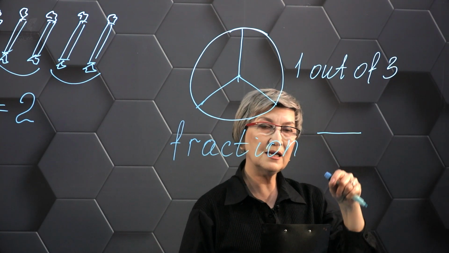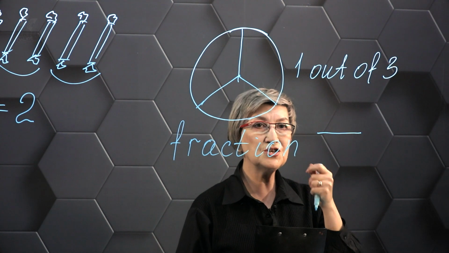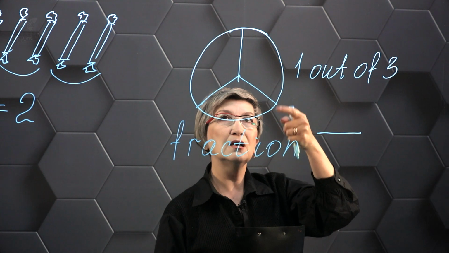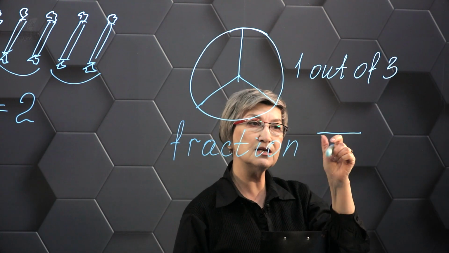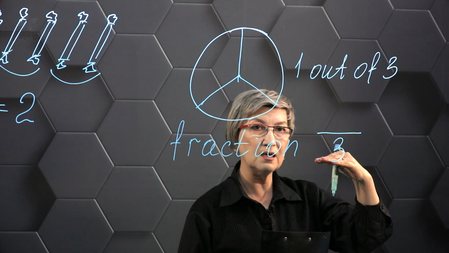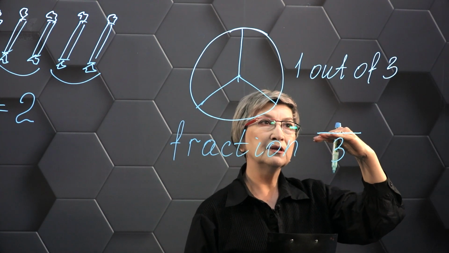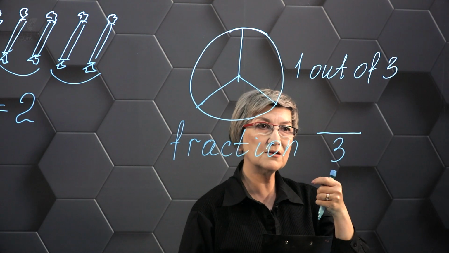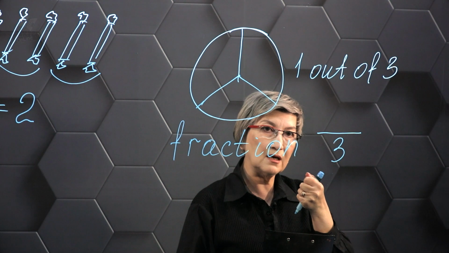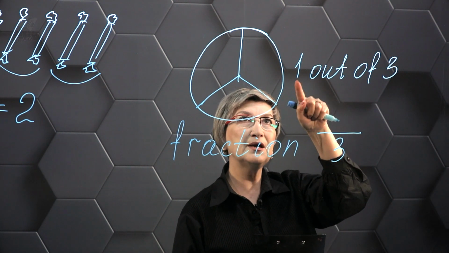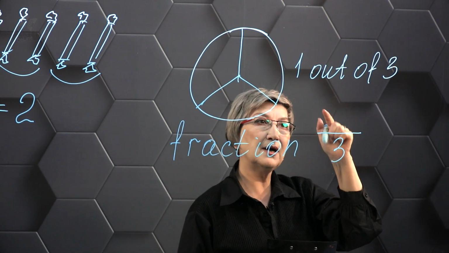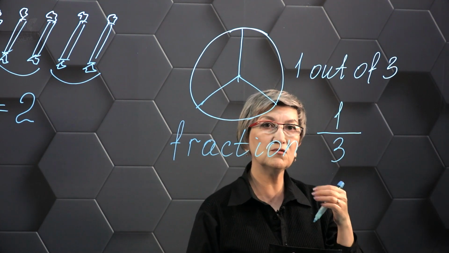Under the fractional line, write the number of parts, the number of all parts. And we only have 3 parts. So I'm going to write 3 under the fractional line, and above the fractional line, I'm going to write down the number of parts that I took. In this example, we take 1 part out of 3. So I write 1 above the fraction line.